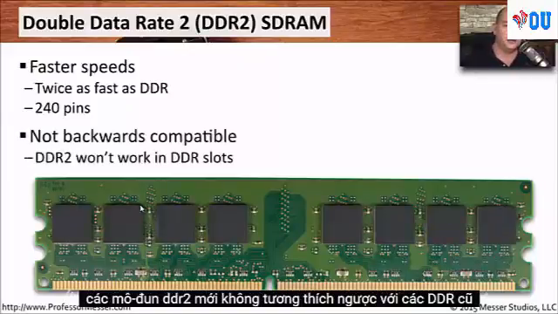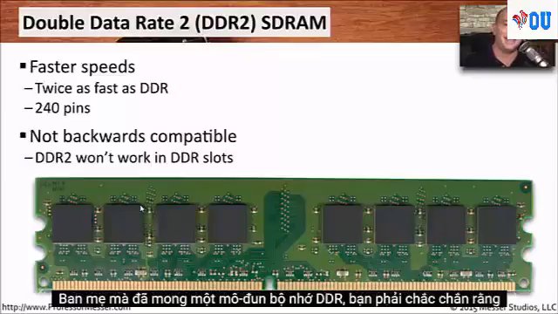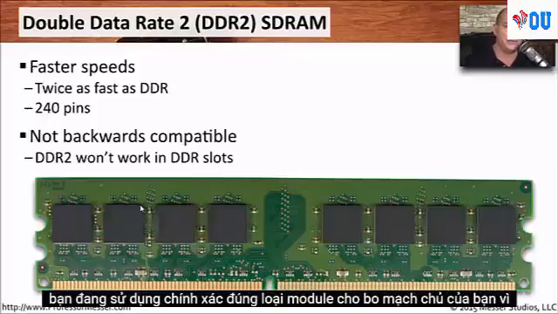These newer DDR2 modules were not backwards compatible with the older DDR motherboards, so you couldn't grab your DDR2 module and put it into an older motherboard that was expecting a DDR memory module. You have to make sure that you're using exactly the right kind of module for your motherboard.